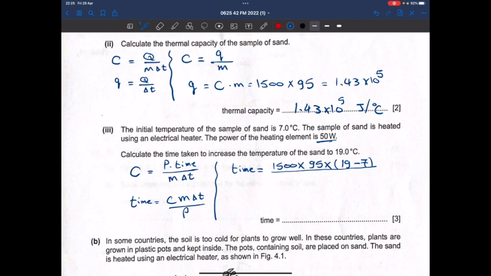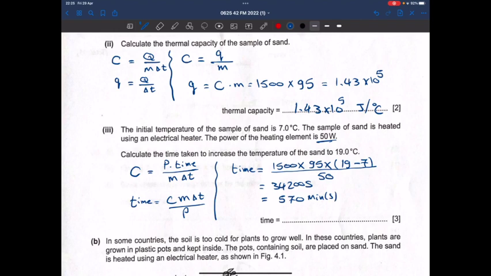the power. The power has been given, 50 watt. So if you do that in your calculator, the answer will be 34,200 seconds. So I'm going to write that, 34,200 seconds. And also you can write it in minutes by dividing by 60. So I'm going to give you 570 minutes.